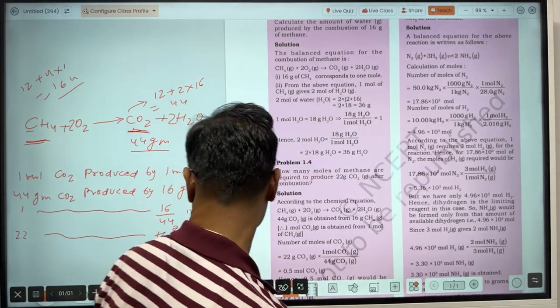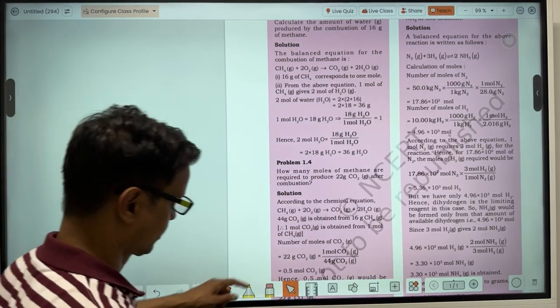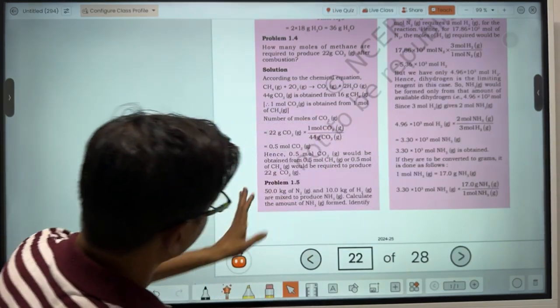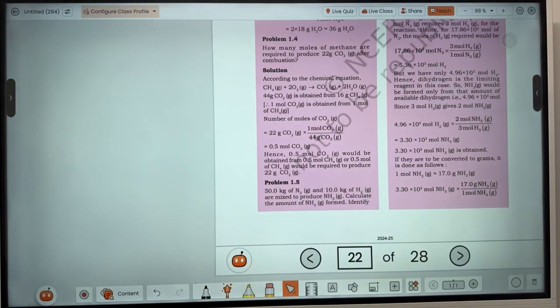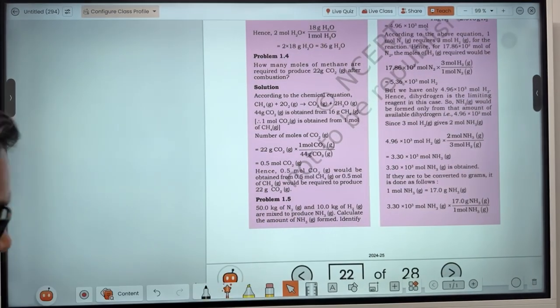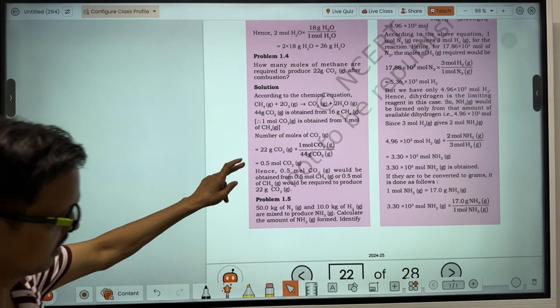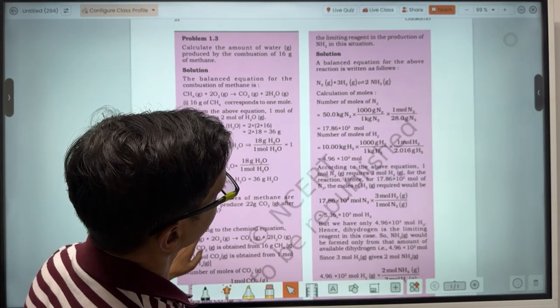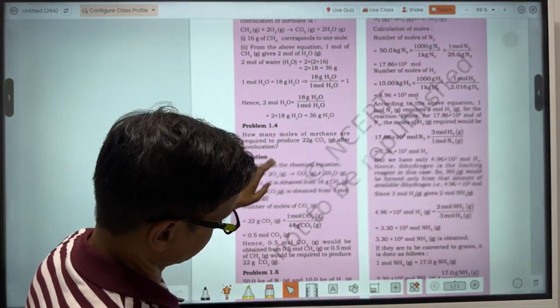Now let's see again. Watch out for this question. 50 kg of nitrogen reacts with 10 kg of hydrogen and produces ammonia. You will have to find the amount of ammonia formed and identify the limiting reagent in the production of ammonia in this situation.